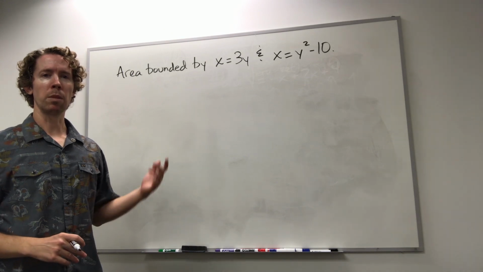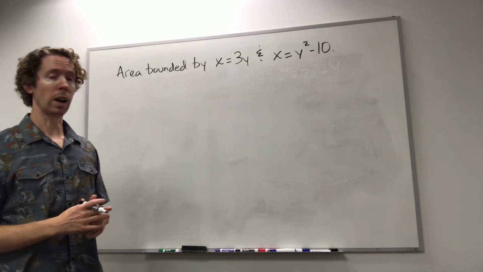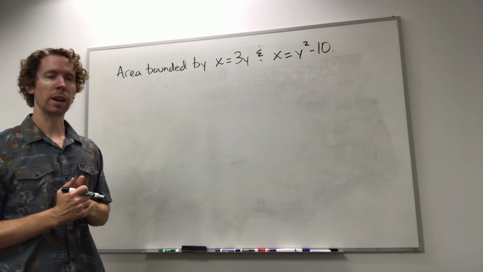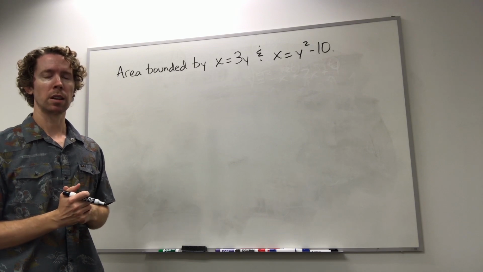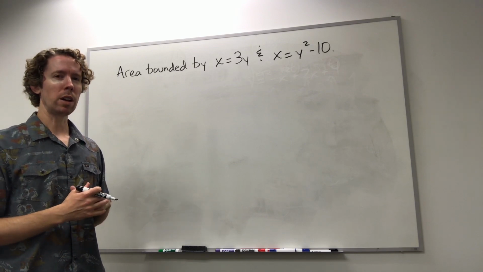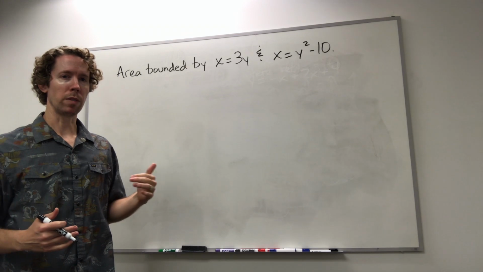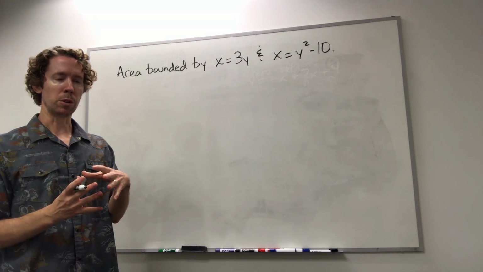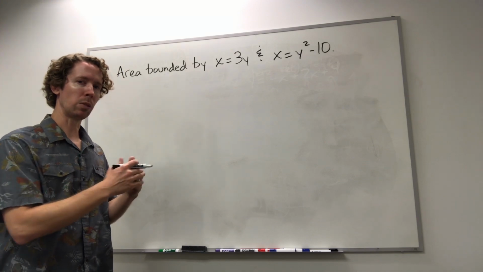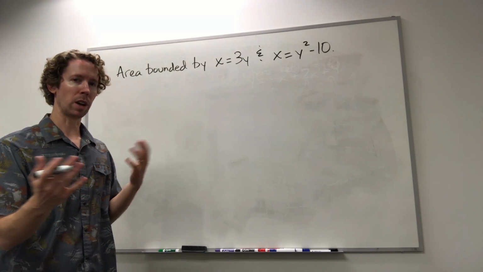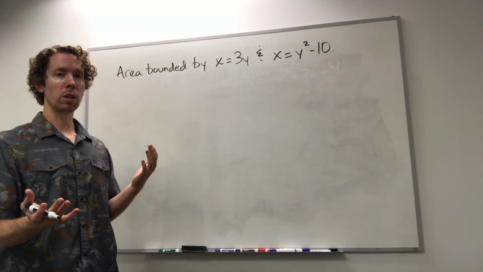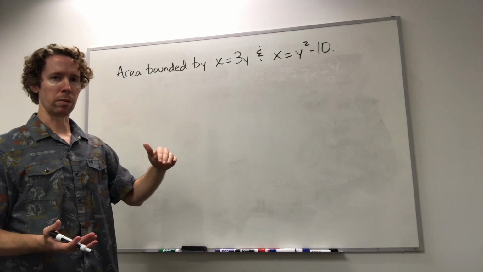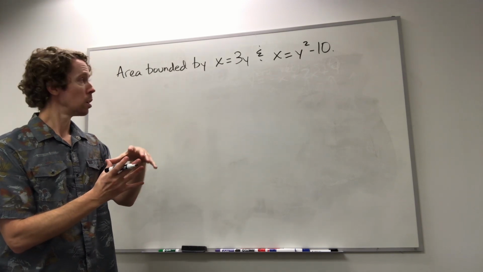I want to find the area bounded by these two functions. I've got x equals 3y and x equals y squared minus 10. You may already be familiar with the fact that if you're finding the area between two functions, usually if the functions are given as y equals f of x and y equals g of x, then you integrate the top function minus the bottom function to find the area in between.